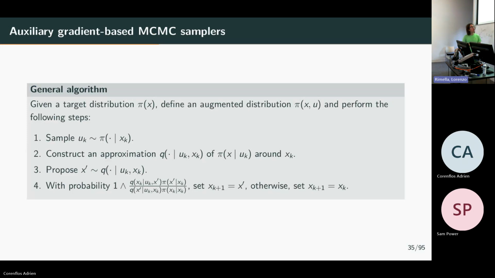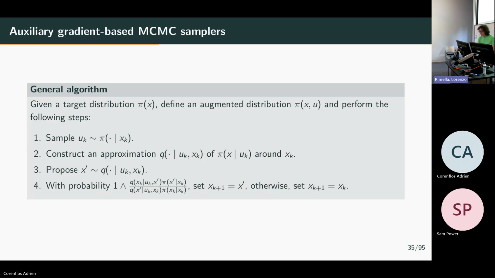If I give you a target distribution pi, you can augment it as pi of x and u, and assuming that it's easy to do, you sample u given x. That u is acting as a form of localization of your next sample. So I have x, I sample something that's close to x, and then I want to sample x given u. And so I've localized my problem.